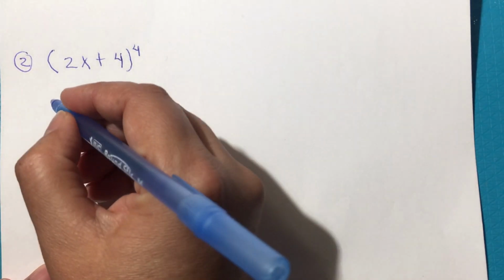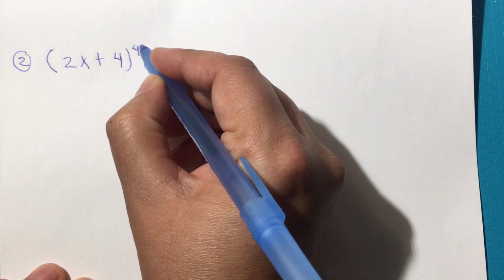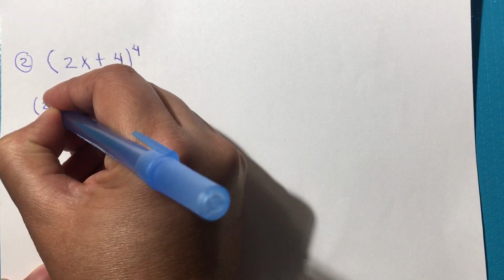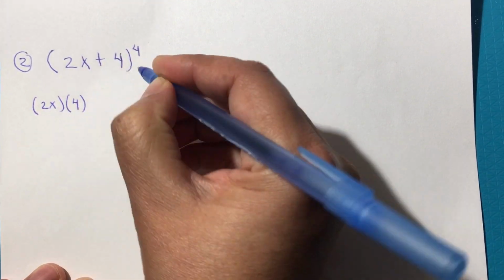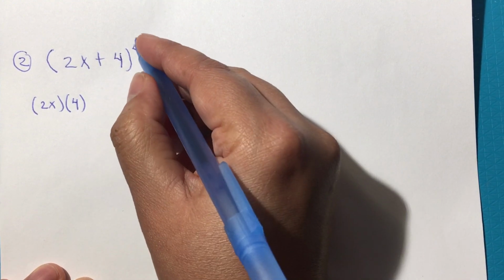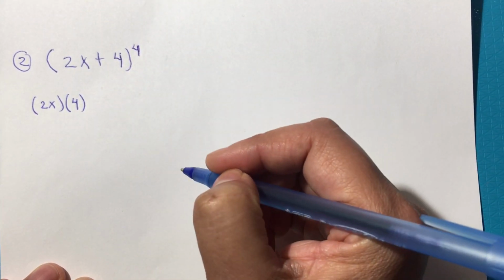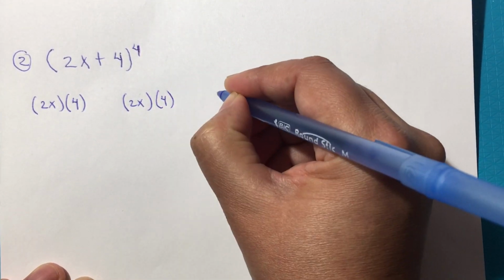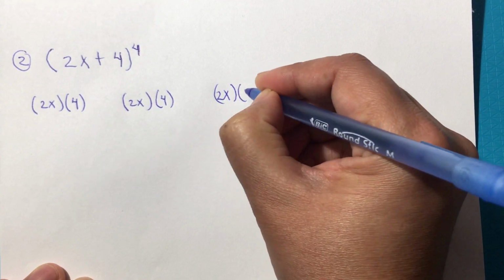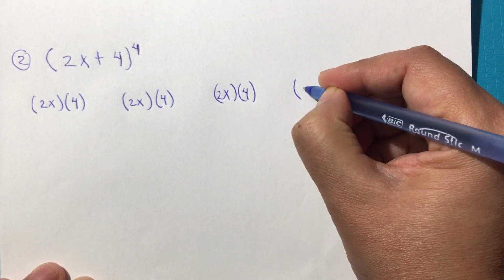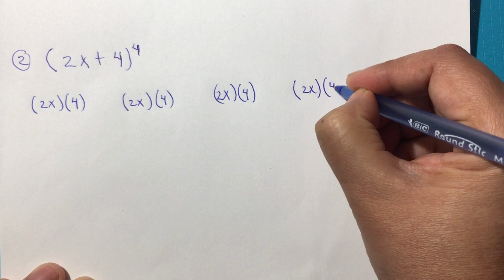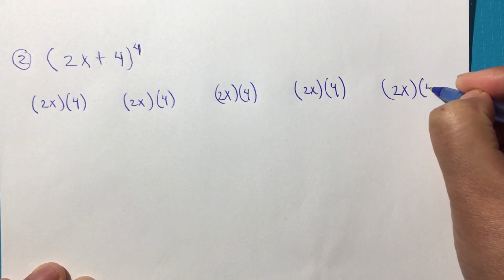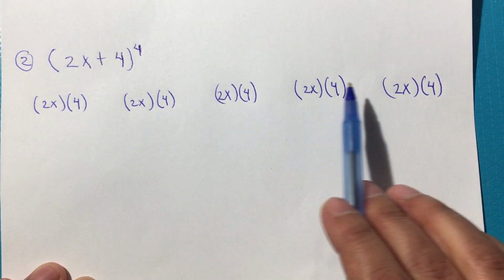And for number 2, we do the same thing. We have an exponent 4, so we're going to write this as a product of a times b, 5 times, one more time than what we have in here. So 2x times 4, 2x times 4, 2x times 4, and 2x times 4. Okay, that's 5 times right there.